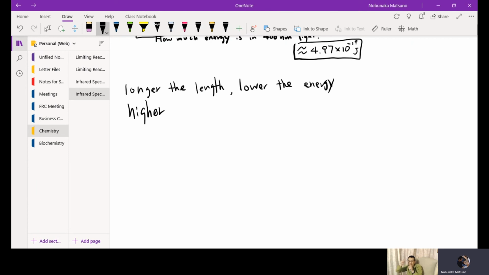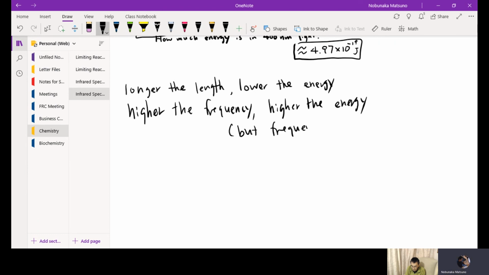Shorter the wavelength means you still have to move the same distance within the 1 second interval, in this case. So higher the frequency, higher the energy, which is fine. But frequency is not intuitive for us to think about in terms of light, to deal with light. So an alternative unit was sought, and that happened to be the wave numbers.